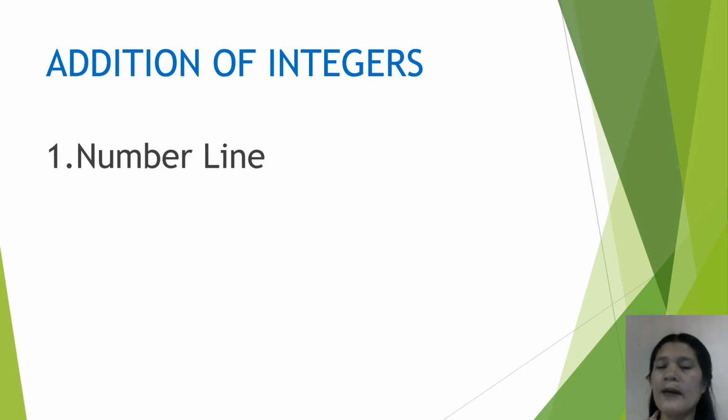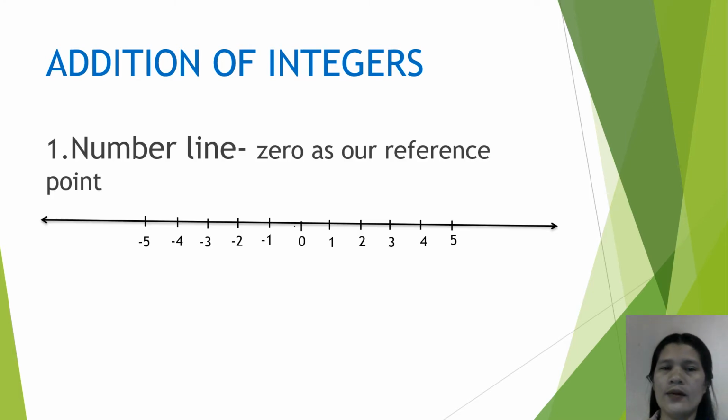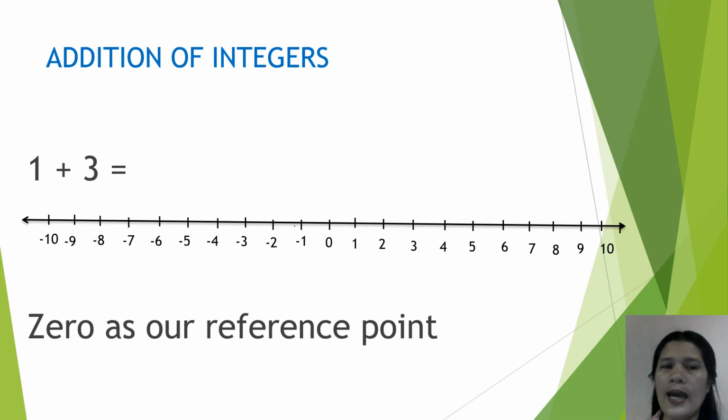First, number line. So let's add integers using the number line. So 0 as our reference point. We have to add 1 plus 3. So we have to start from the origin, 0, then move to the left or right.